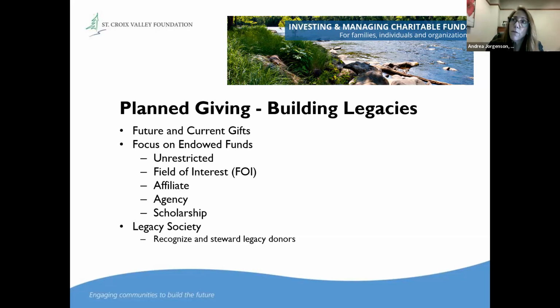Agency funds, we have over 100 nonprofits that hold agency funds with the St. Croix Valley Foundation. Our nonprofits are doing wonderful work out there, and we help them by facilitating those funds, investing them, and helping them to grow so that they can continue to do the work that they do. And of course, we have 70+ scholarship funds that are going to continue the advancement for educational purposes of our area students.